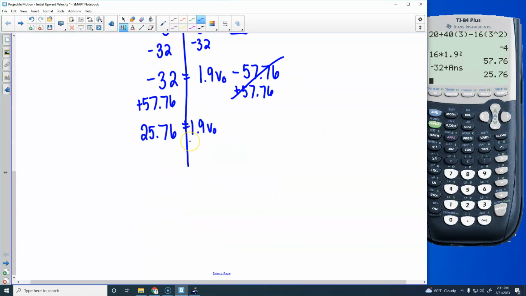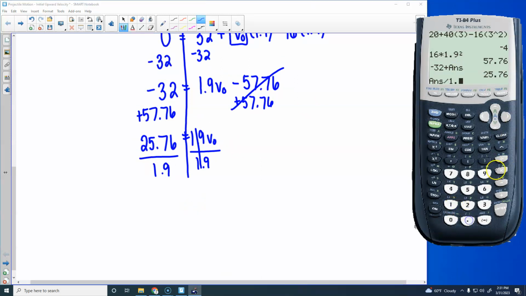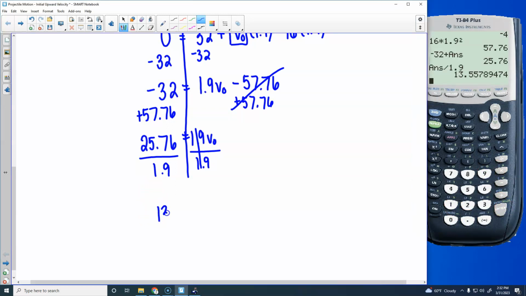Okay. And then, Evan, what's the last thing I'm going to do? Divide everything by 1.9. Okay, divide by 1.9. And so if I divide this number right here by 1.9, I have 13.558. And that will be feet per second for our v sub 0.